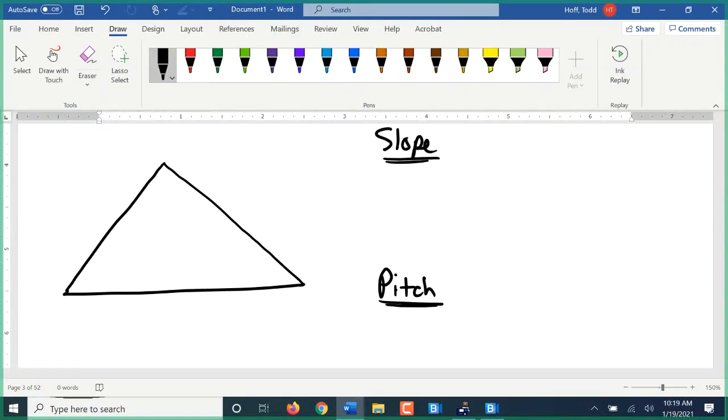I don't know if Scott or Chris has addressed this with you all yet. They are not the same. Many people use them as though they are the same, but they are very, very different. Slope is rise over run, just like it is mathematically in our algebra that we did last semester.